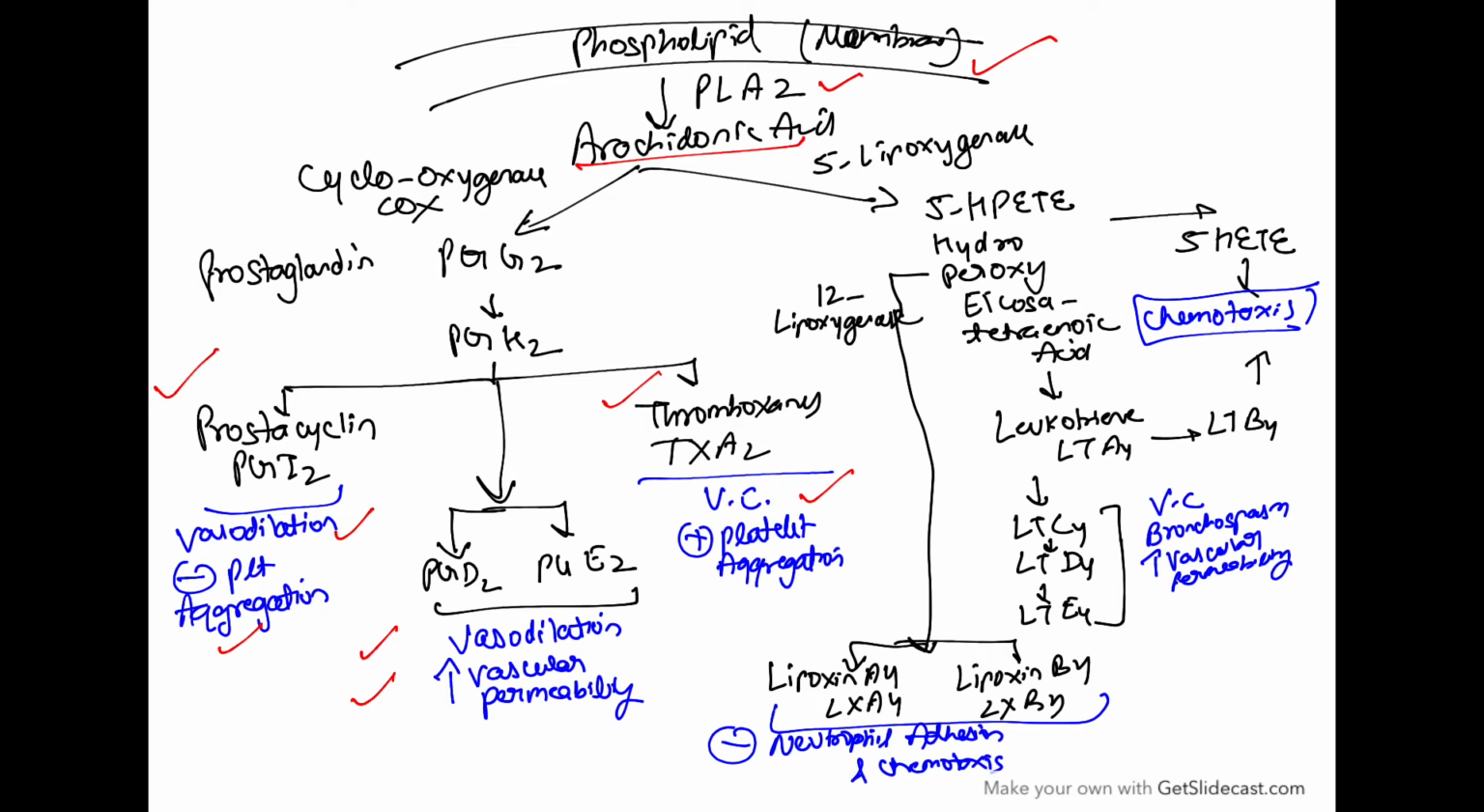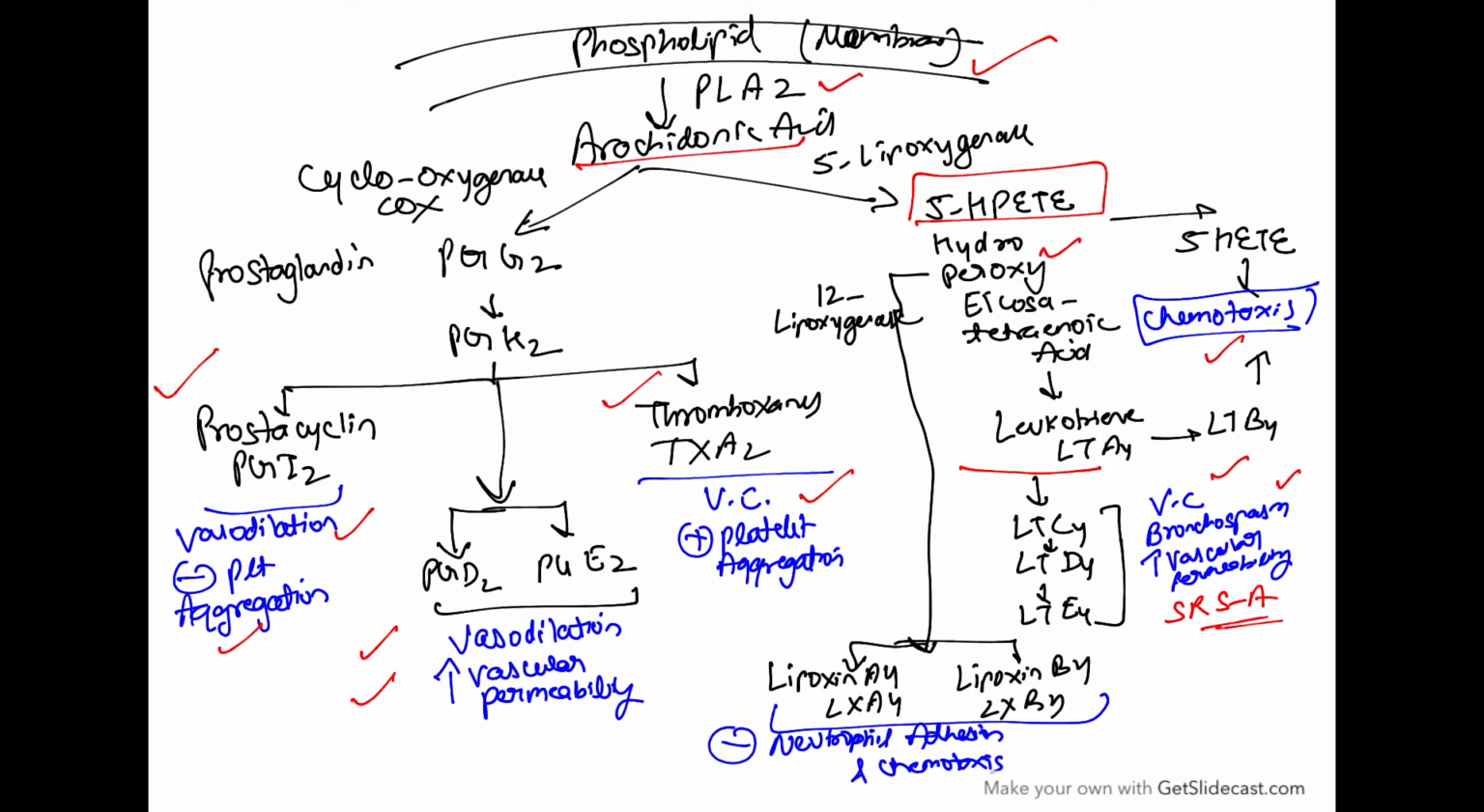Now, talking about the lipoxygenase pathway, it leads to the formation of 5-HPETE. What is HPETE? Hydroperoxy eicosatetraenoic acid. Now this leads to formation of leukotriene A4. Now leukotriene A4 goes to leukotriene B4 or C4, D4, E4. B4 acts as a chemotaxis agent. Also from HPETE to HETE. HETE also acts as a chemotaxis agent. Now LTC4, D4 and E4 cause vasoconstriction, bronchospasm and increased vascular permeability. If you remember, these are known as slow reacting substances of anaphylaxis.